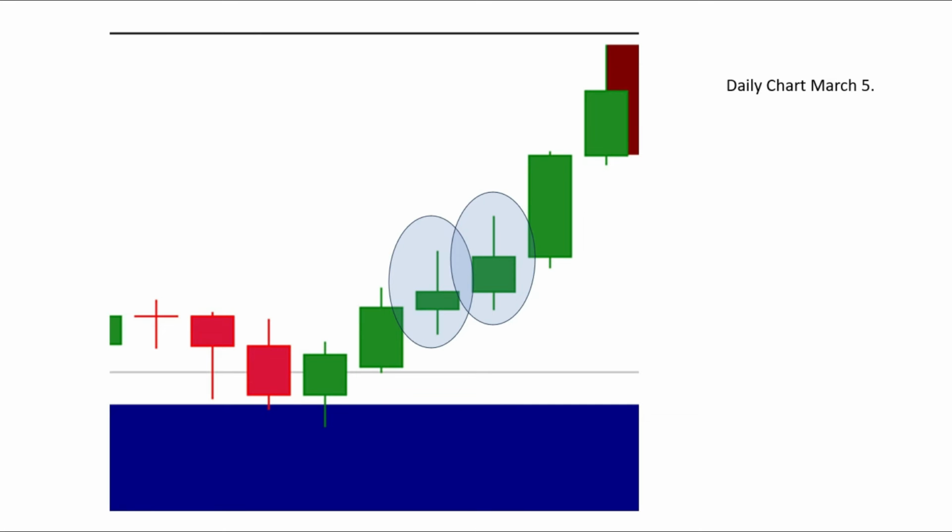For example, this is the daily chart for British pound dollar, and we have two candles with wicks. The candle on March 5 and the candle of March 6. Both of them are in the blue circle. And here we have the typical WickFill strategy. What are we doing here?